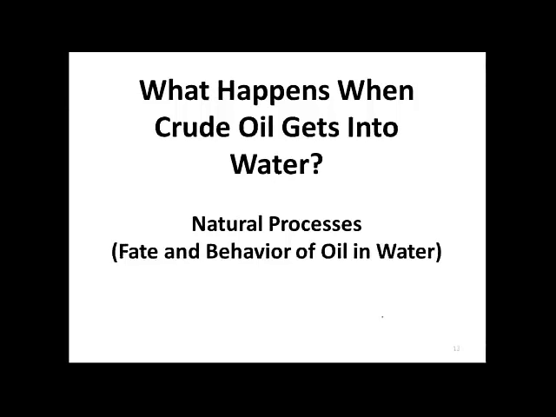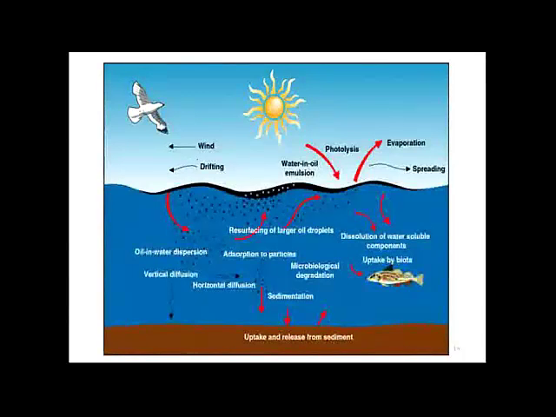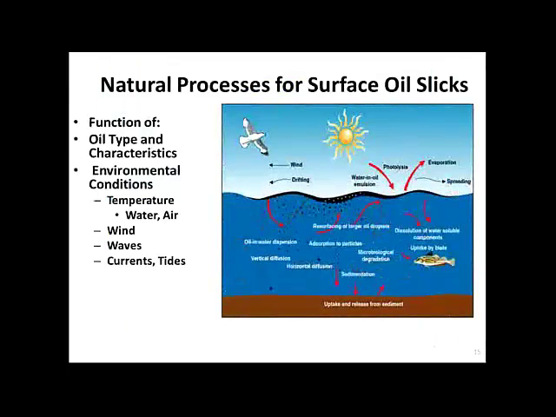We're good. All right. So just the last thing that I want to review before we start on the nitty-gritty of biodegradation is what happens when crude oil gets into water. We talked about all the natural processes, and I'm not going to go through them in great detail, but we basically use this picture as an indicator of all of the different processes that could happen, like evaporation and stuff dissolving into the water and settling and biodegradation and all sorts of things, okay? And we said that which one of these processes is going to happen, and how fast, is a function of the oil type and its characteristics, the air and water temperature, the wind, the waves, the tides, and the currents. We talked about that all last time.